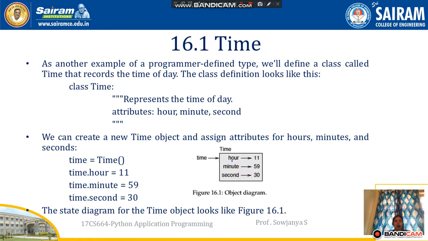The first topic in this chapter is time. They have considered time as one example, and defined a class called time, showing how you can represent it and for what purpose we can define it. When you consider this example, we have a programmer-defined type. We will define a class called time. That is, the programmer-defined type is time, and this is the class name.